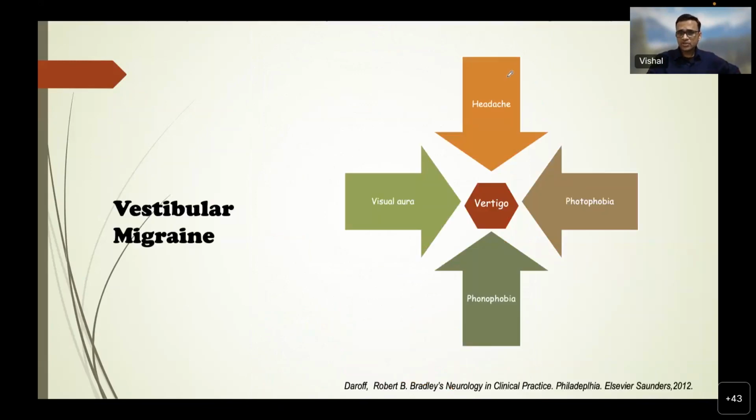Now, coming to vestibular migraine, it is one of the most common disorders which causes vertigo. It is one of the most common central vestibular disorders. Along with the vertigo, the patient may or may not have headache, photophobia, phonophobia, visual aura. It is not mandatory, but in 50% of the episodes they should have these symptoms. That is what the diagnostic criteria say, but in practice many times patients deny these symptoms, but still you can diagnose vestibular migraine and treat if other diagnoses are excluded.